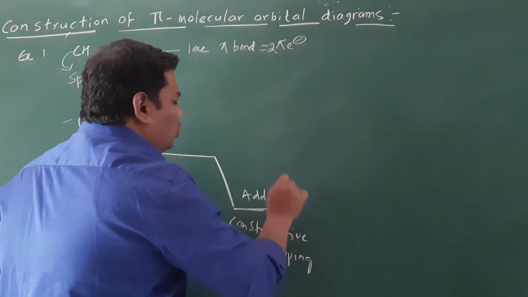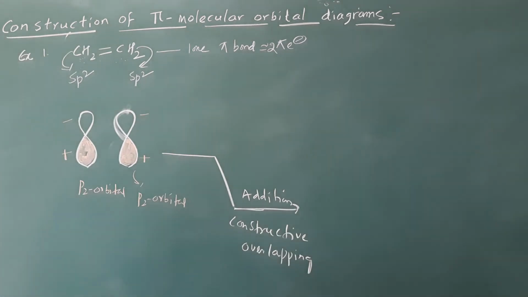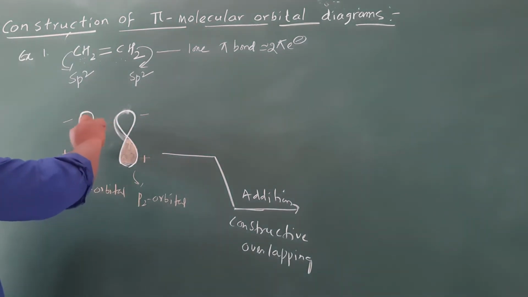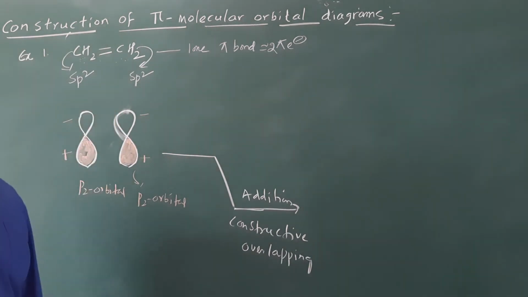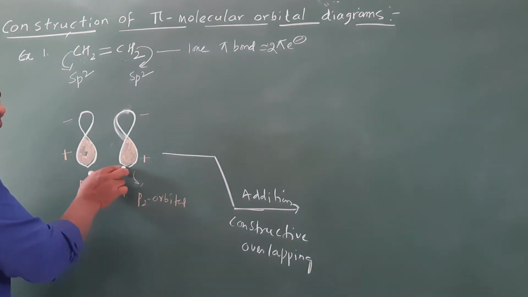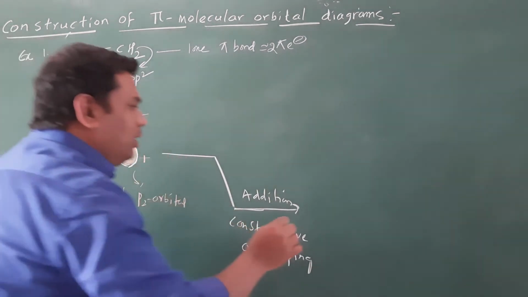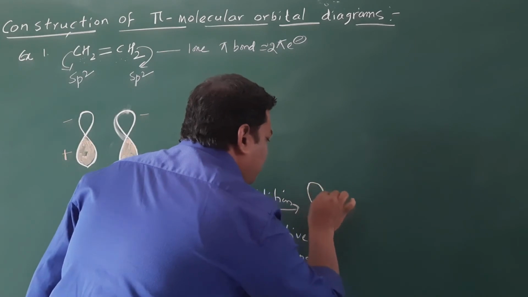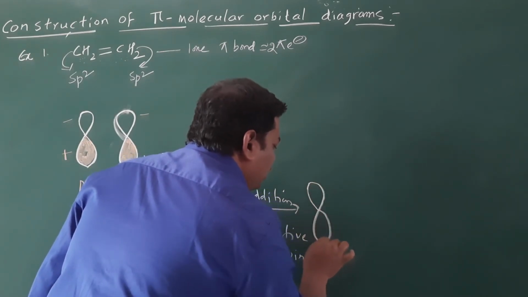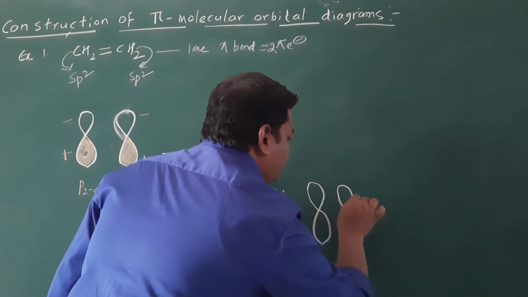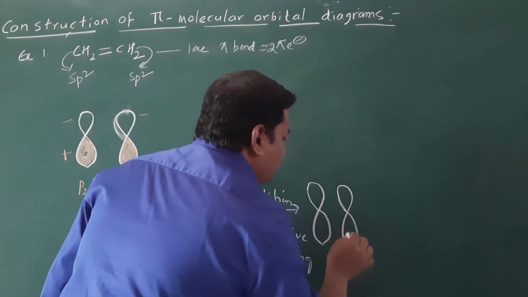The two atomic orbitals are added. So remember, student, there is no need to change the lobes of these orbitals, so just write them as they are. Here you can see the combining of these p orbitals. So this is the sigma bond.